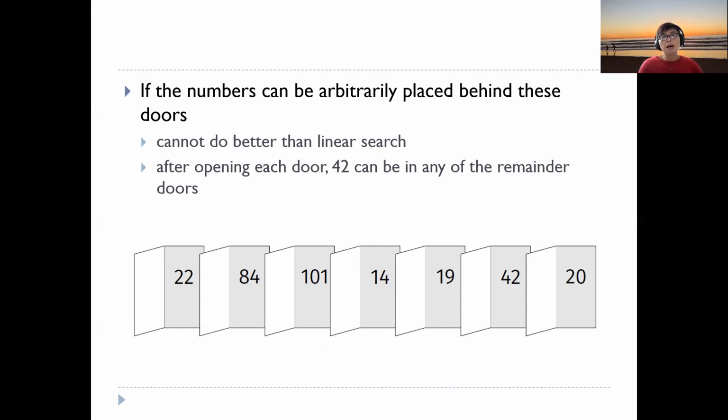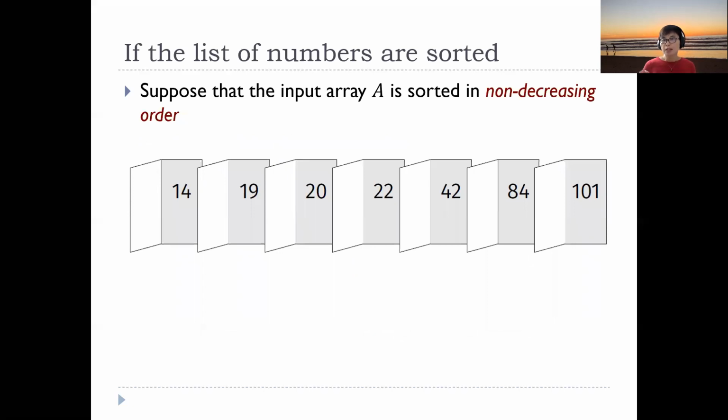But if I now tell you that the numbers behind these doors are sorted in non-decreasing order, what does that mean? That means that the numbers from the first element in the array to the last are increasing. Of course, you can also sort in decreasing order, but in this class, when I say sorted, very often I mean in increasing, non-decreasing order.